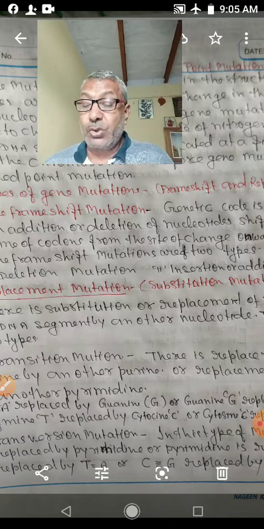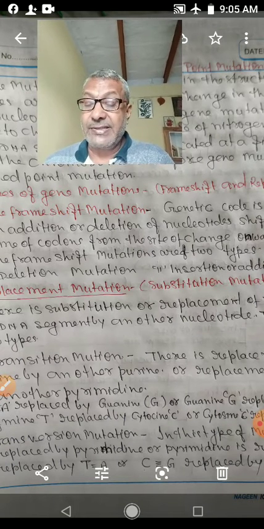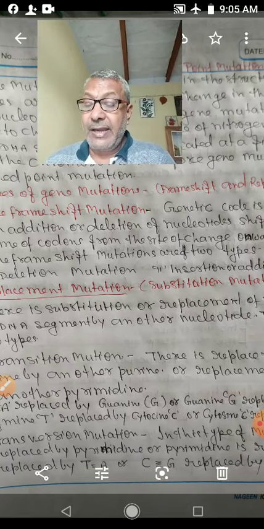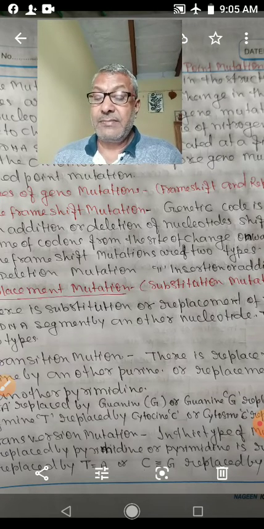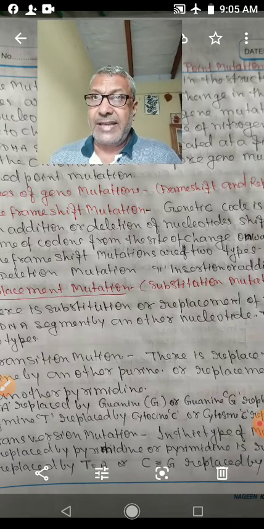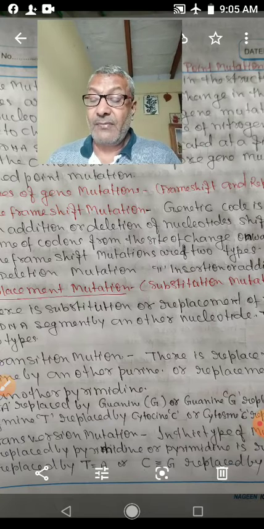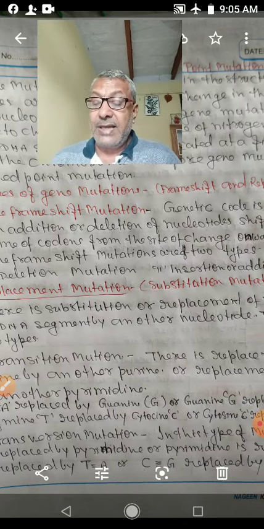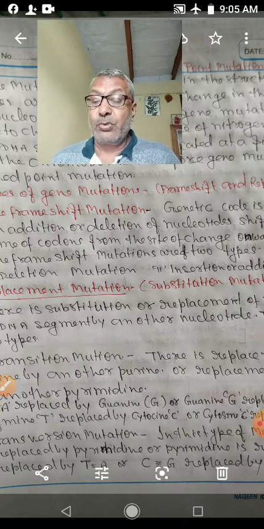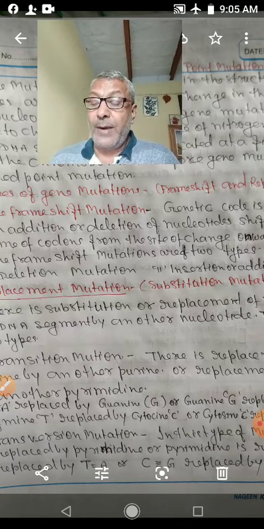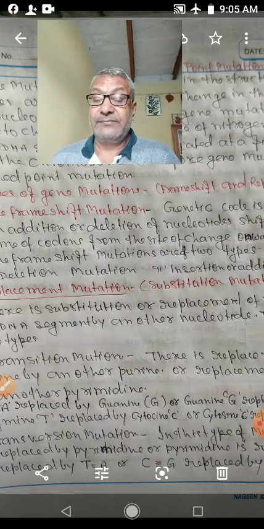Nitrogenous bases are of two types, purines and pyrimidines. Adenine and guanine are purines. Cytosine and thymine are pyrimidines. Replacement mutations are of two types. One is transition mutation, other is transversion mutation. So you have to know what the transition mutation is.